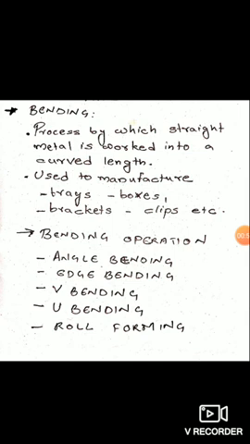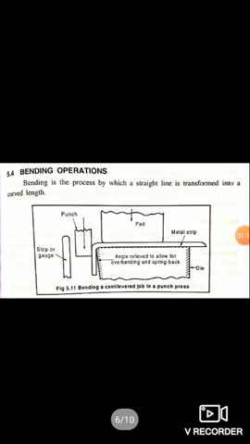Next, bending operation is mainly classified into angle bending, edge bending, V bending, U bending, roll forming. Let me explain more about bending. For that, please refer to this figure. In this figure you can see that a pad, a die and a punch are used for the bending operation. The metal piece is placed over the die and the pad is used to hold the workpiece or the sheet metal in place.